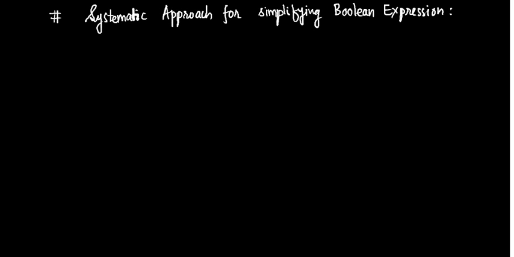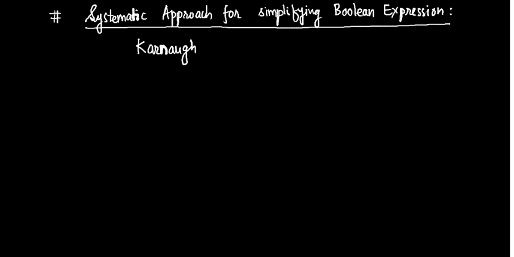This approach is called the Karnaugh approach. This was given by M. Karnaugh in 1954. Karnaugh's method is also called the K-map method.